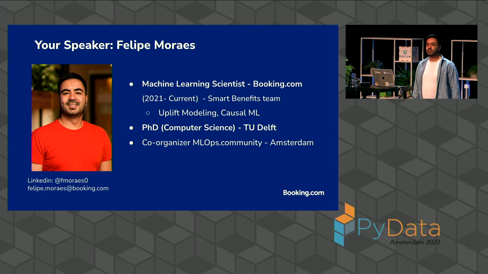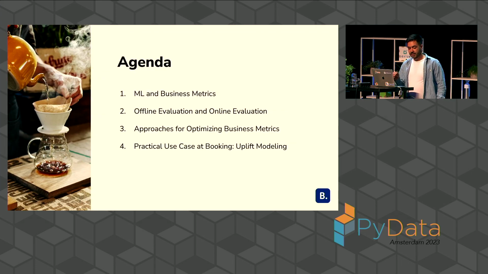We have meetups every 2 months focused on ML and MLOps. So the agenda for today is I'm going to cover 4 points for you. I'm going to talk about ML and business metrics and what are the problems with them. Then I'm going to give a brief introduction on how you do offline evaluation and online evaluation, and some very simple approaches in machine learning for using these business metrics. And then I'm going to go over a practical use case at Booking.com where my team uses uplift modeling.